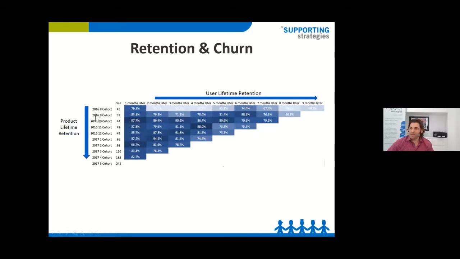And then this next cohort down the list are people who signed up in September of 2016, 59 of them. And then 44 people signed up in October of 2016, and so on. And of those people, these percentages off to the right show how those people behaved 1 month after August of 2016, and 2 months after, and 3 months, and so on.